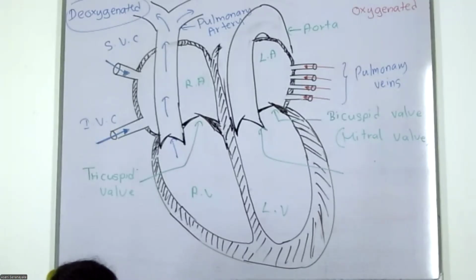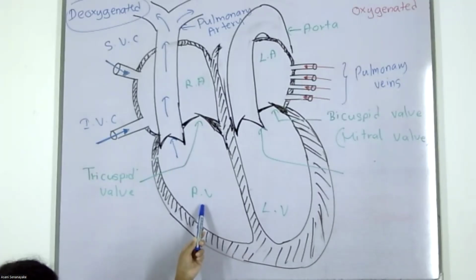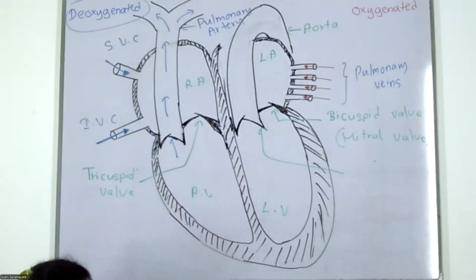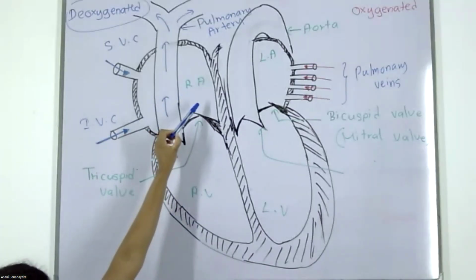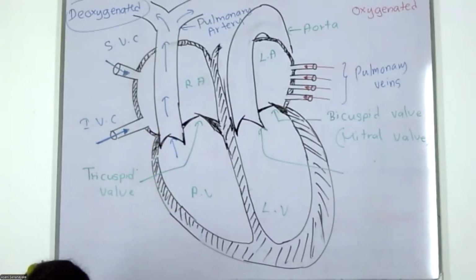How many chambers are here? Right atrium, right ventricle, left atrium, left ventricle. We write those 4. Let's remember: atrium means the upper chambers. The lower chambers we call ventricles. Lower chambers are ventricles, upper chambers are atria.